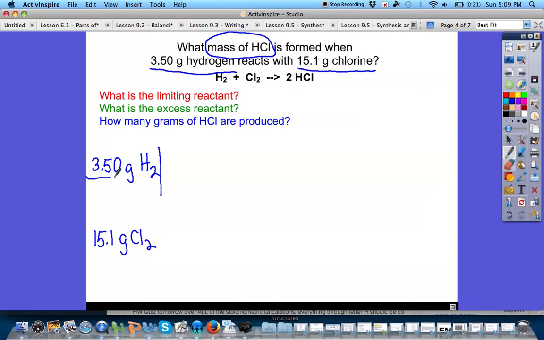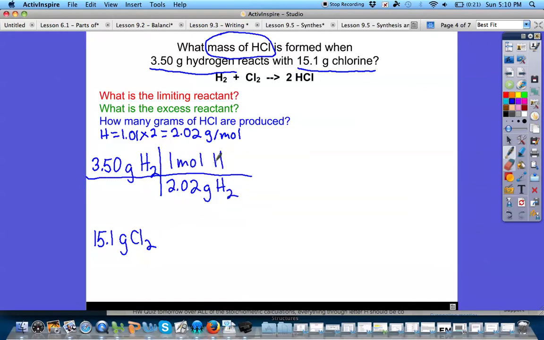So if we have 3.5 grams of hydrogen, anytime we have a mass, we have to calculate the molar mass. Well, for hydrogen, hydrogen's average atomic mass is 1.01. There's 2 atoms, so we're going to multiply that by 2, and that's going to give us 2.02 grams per mole. So we're going to put 2.02 on the bottom to cancel out our grams of hydrogen, and 1 mole of hydrogen on the top.